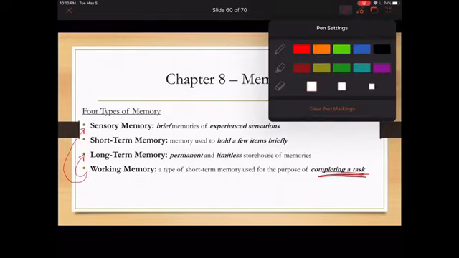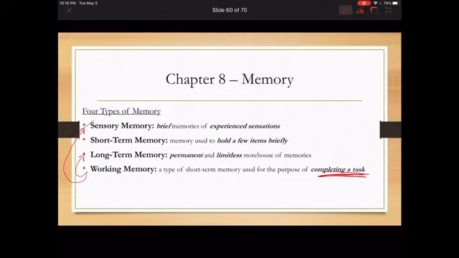Sorry, I totally put that in the wrong place. There we go. So your working memory uses both your short-term and your long-term in order to solve a problem at hand. Completing a task is the goal of working memory.